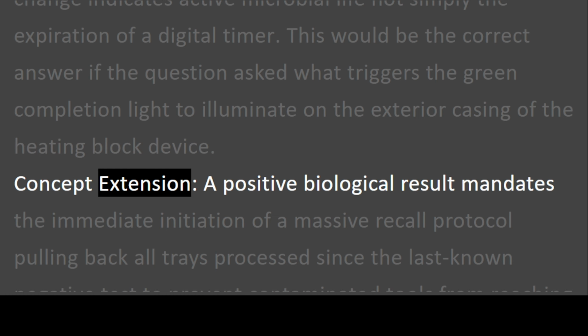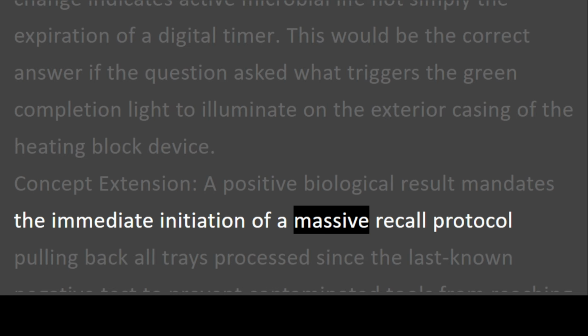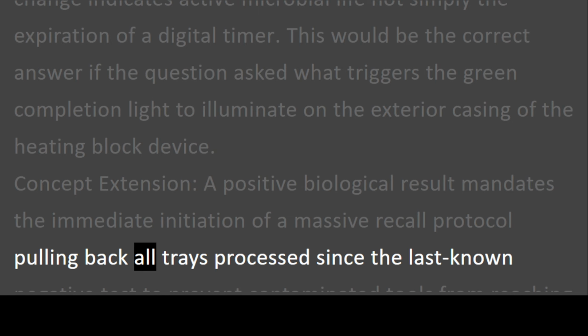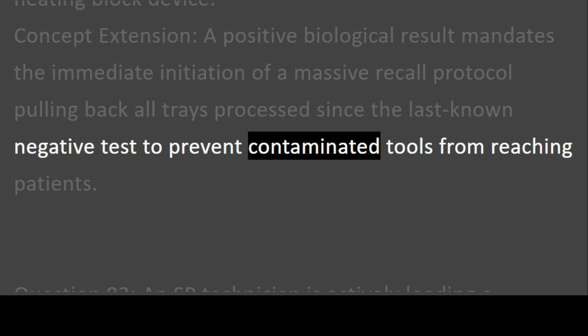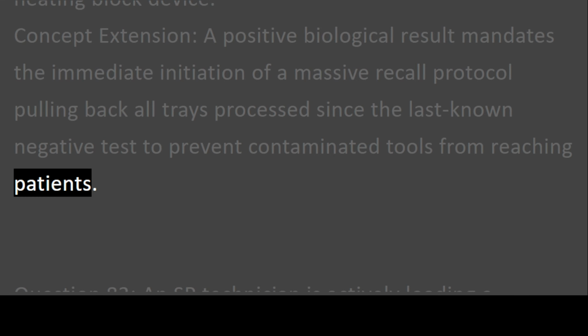Concept extension. A positive biological result mandates the immediate initiation of a massive recall protocol pulling back all trays processed since the last known negative test to prevent contaminated tools from reaching patients.